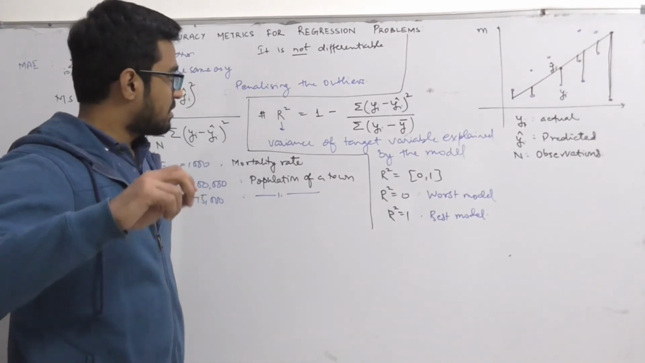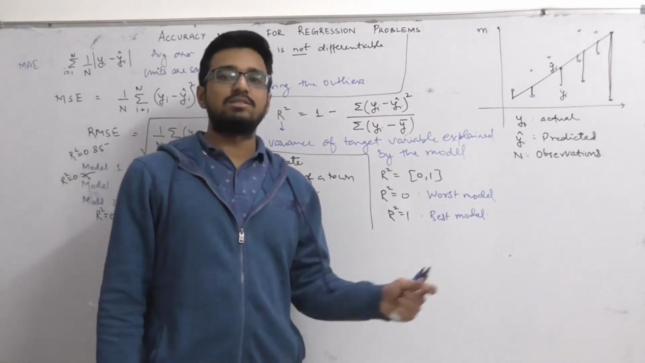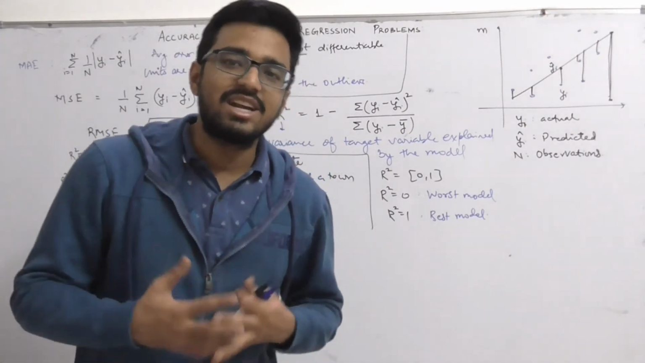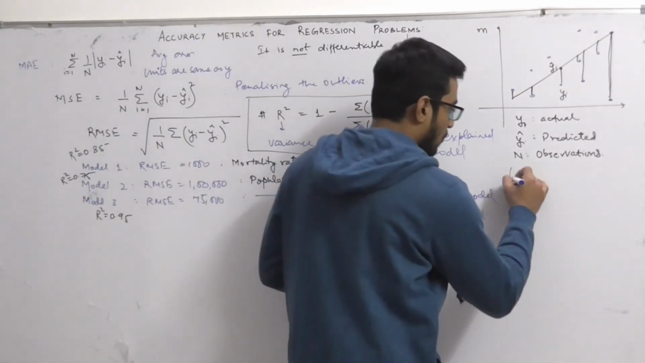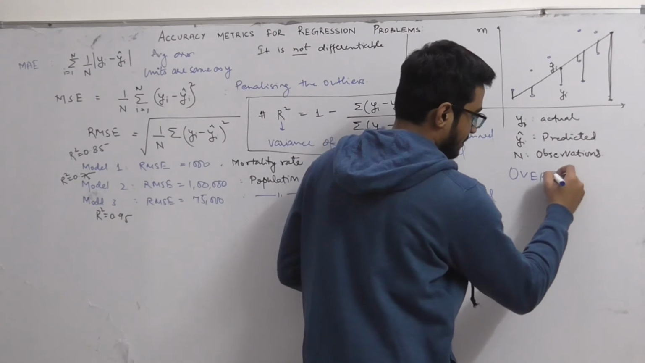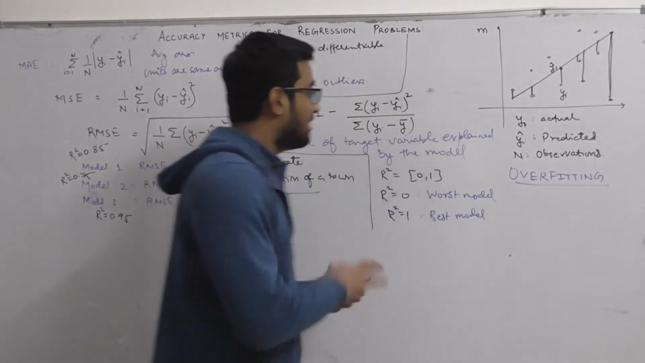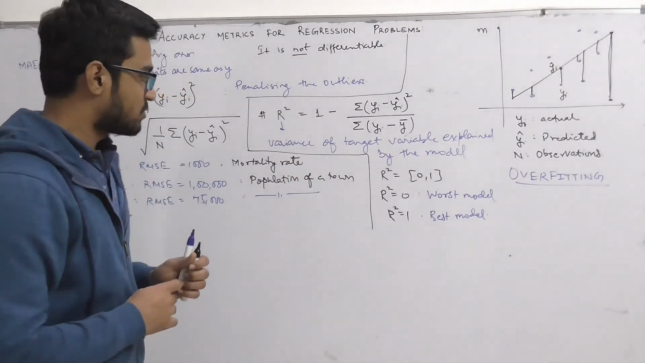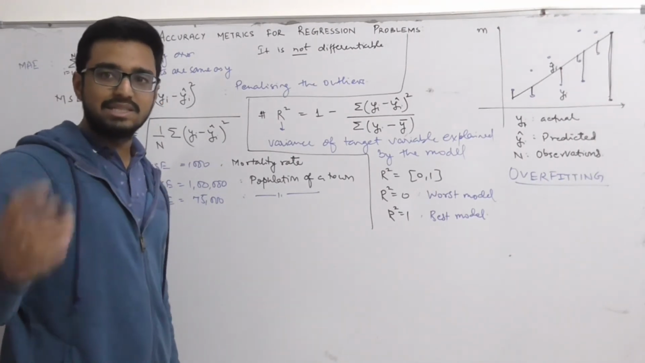Now one more thing is remaining, and that is the adjusted R square. Now the question arises: why do we need adjusted R square? The answer is overfitting. This is the reason why R square is not sufficient and we need adjusted R square in the picture. So what happens, let us see.